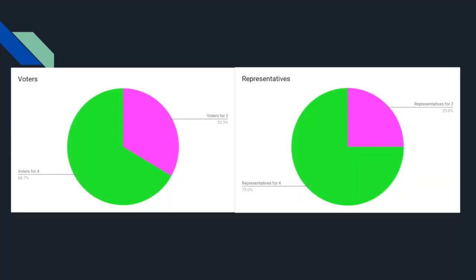Looking at the pie graphs of these results, we can see that the voters and the representatives have very similar proportions, not exactly, but close. The voters of 2 won 1/3 of the vote and won 1/4 of the representatives.